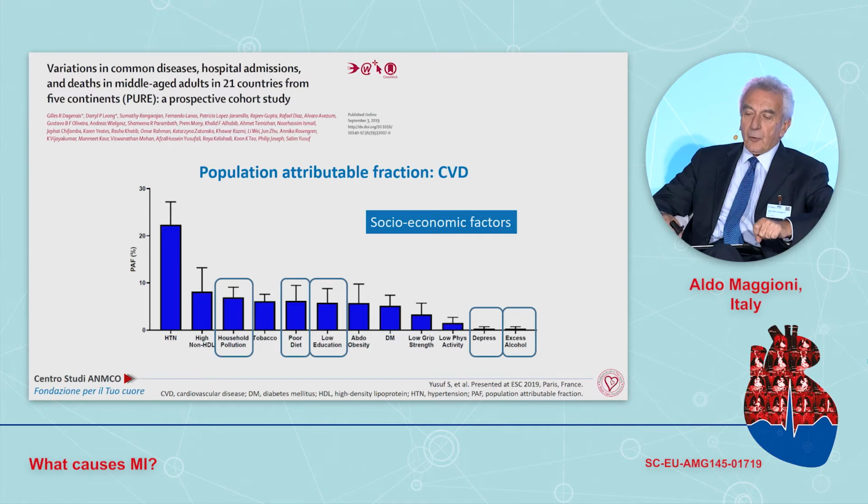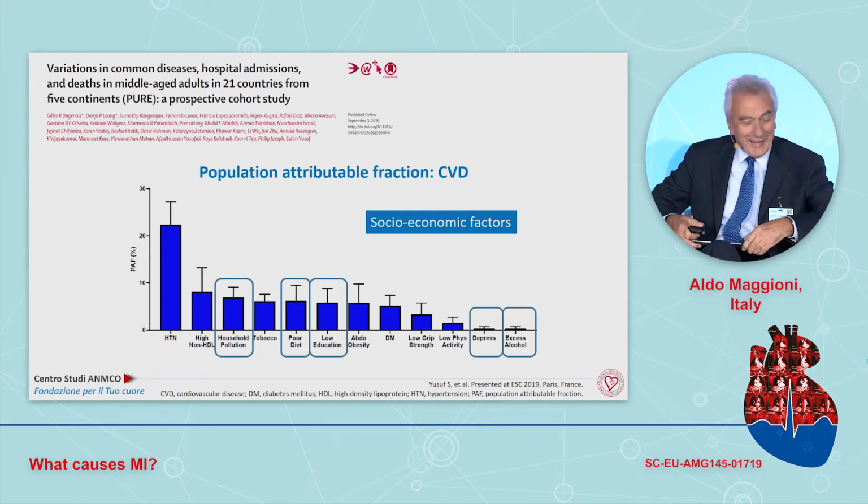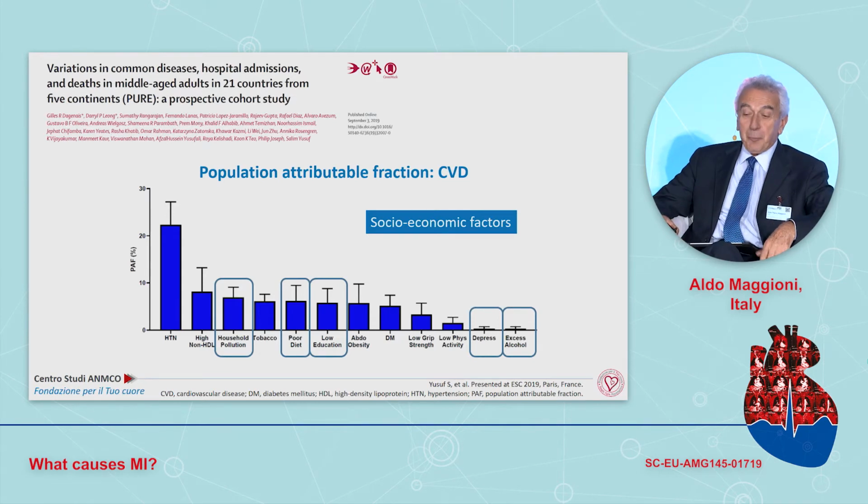But in evidence, there are also some factors that can be attributed to socioeconomic factors, such as household pollution, and this is in line with the previous presentation, a poor diet, low education, depression, and an excess use of alcohol. Putting together all this information, you can say that 70% of the attributable fraction for cardiovascular diseases is related to the traditional risk factors, but quite a high rate, around 30%, could be attributed to socioeconomic factors.